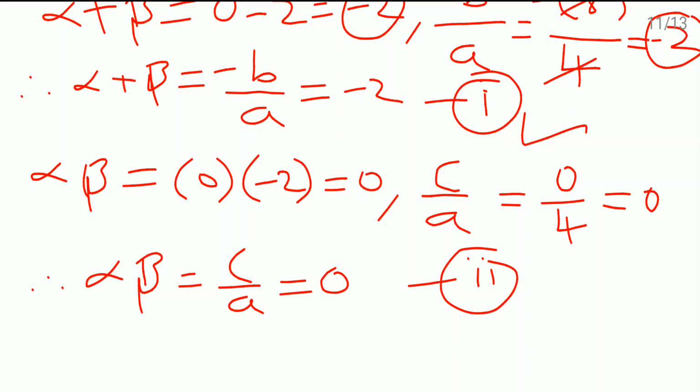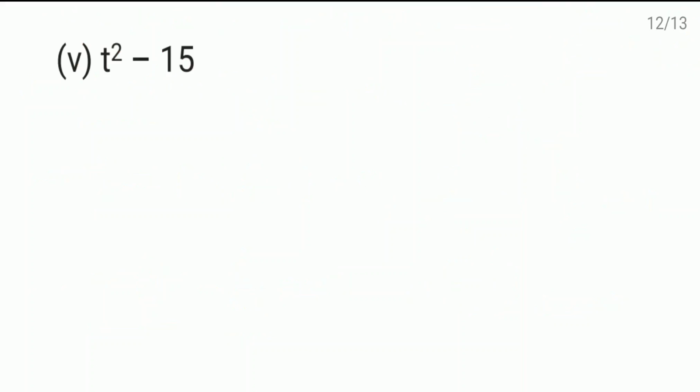See, from first and second, we come to know the relationship between the zeros and the coefficients. This one and this one. Right? Let us move towards the fifth sum. Here, once again, I will equate this one with 0. The middle term is not there. It is missing. Fine. So let it be, no problem.